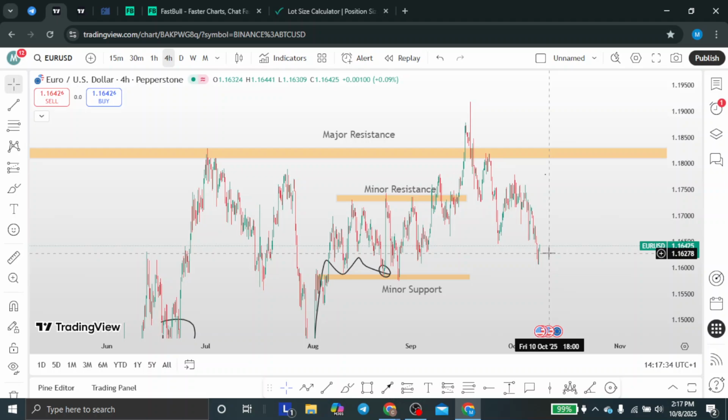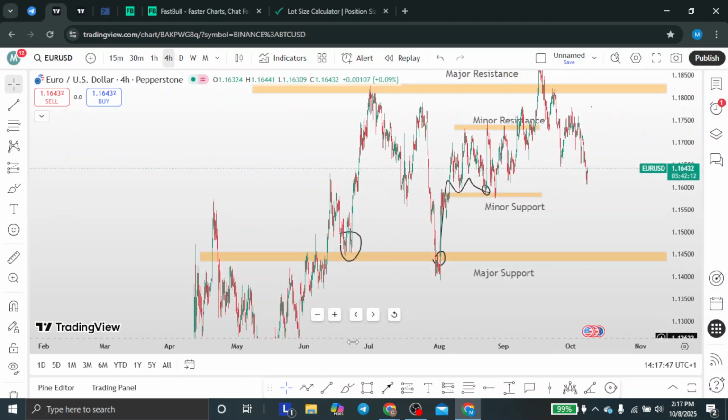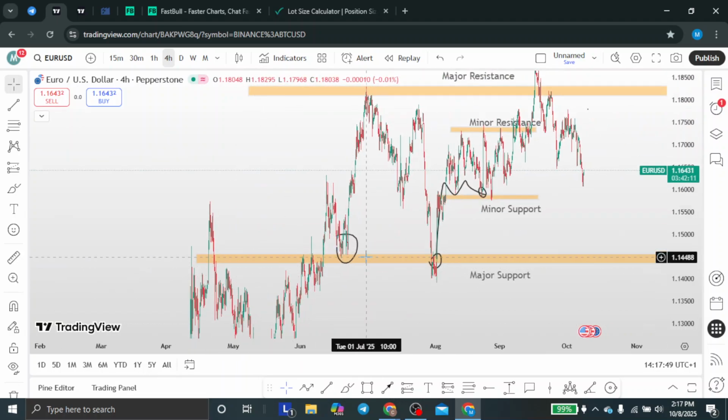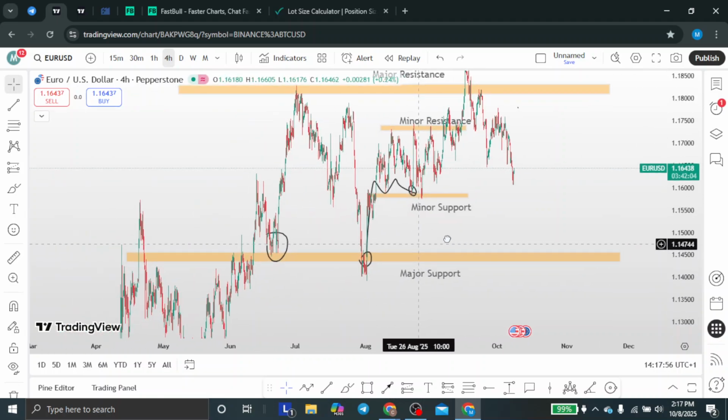I've forgotten, sir. So for us to see how strong a zone is, at least the zone must have proven to have at least 2 to 3 touches. The three is the overall confirmation of how strong that zone is.